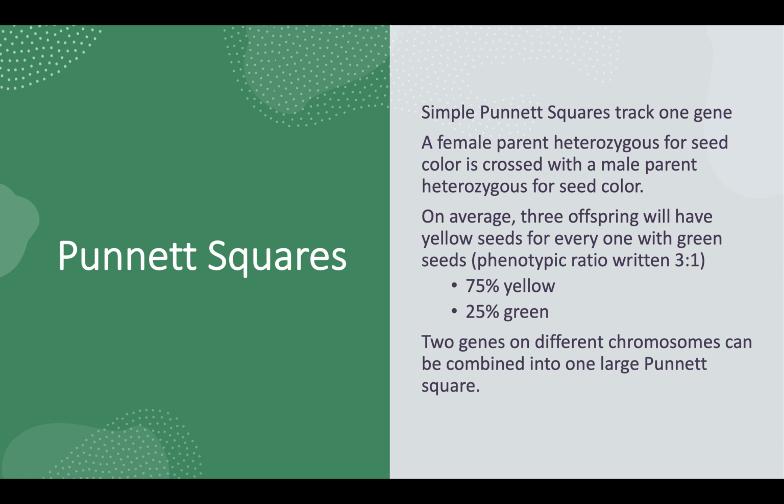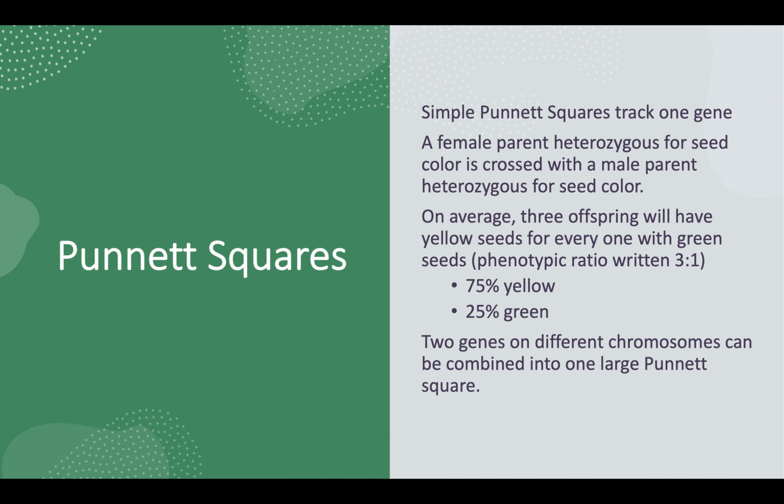So now let's talk about Punnett squares, which basically let scientists break down which alleles and which genes are most likely to move on to new generations. So a simple Punnett square, like what we're going to cover today, will track 1 gene. So you're not going to track more than 1. You're tracking 1 thing at a time. So a female parent that is heterozygous for seed color would then be crossed, for example, with a male parent that's also heterozygous for seed color. And we're going to cover some images in the next few slides that show you a version that you can actually visualize.